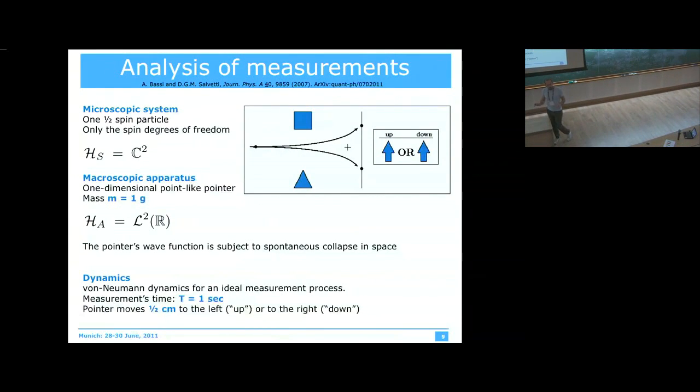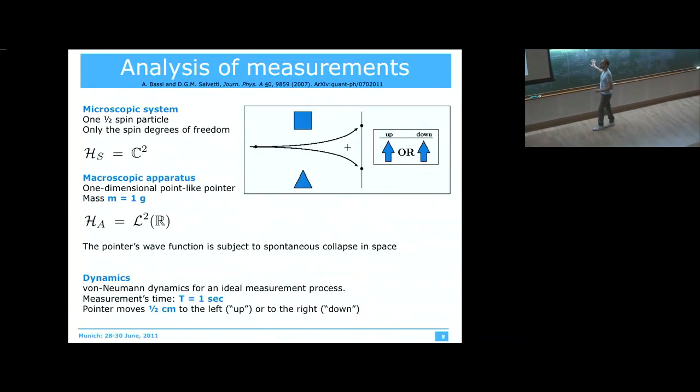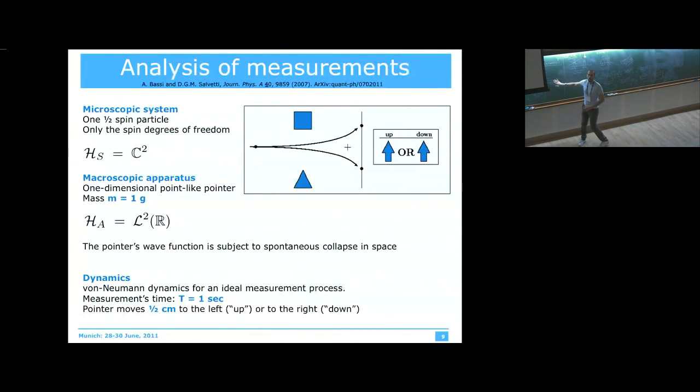Now we talk, okay. So we consider several physical situations. We consider an ideal gas situation. We consider a cat type of situation. We consider a single particle situation. Now we consider a measurement situation.